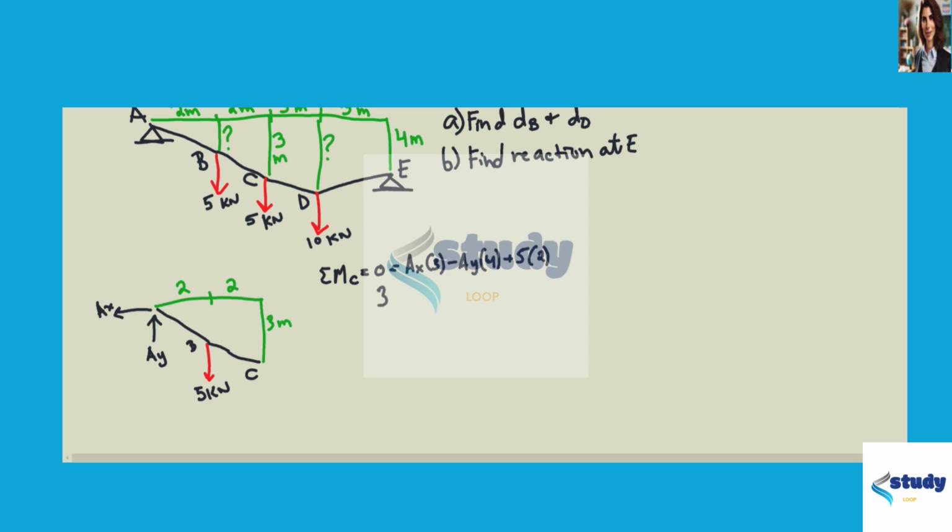So when simplifying, we get 3AX minus 4AY, and we're going to move the 5 times 2 over to the other side, so it's going to be negative 10. So we're going to go ahead and solve for AX. Just further simplifying, negative 10 plus 4AY. We're going to solve for AX. So it's going to be negative 10 over 3 plus 4 over 3 AY. And we're going to need this later.